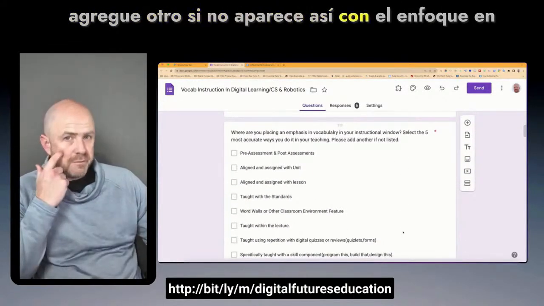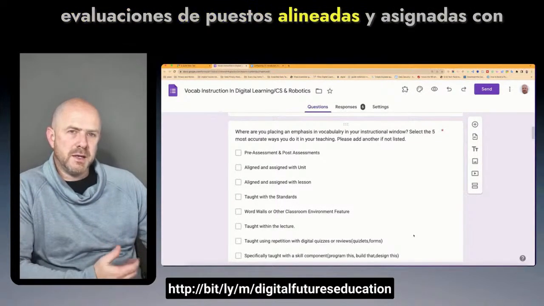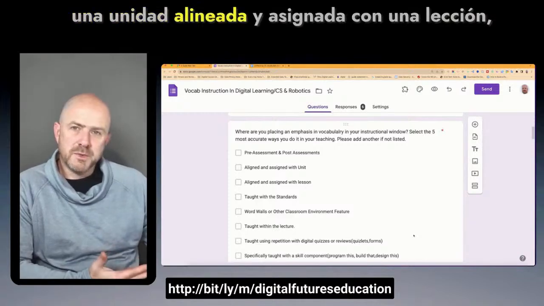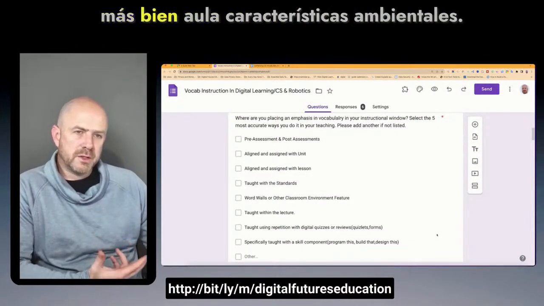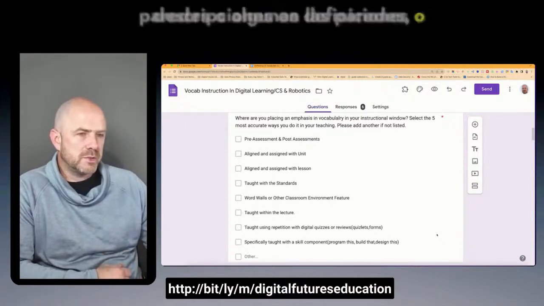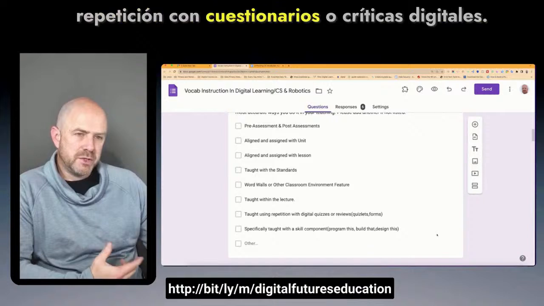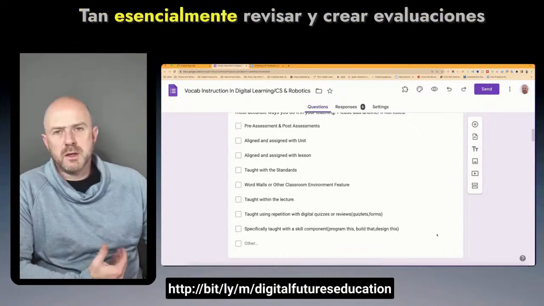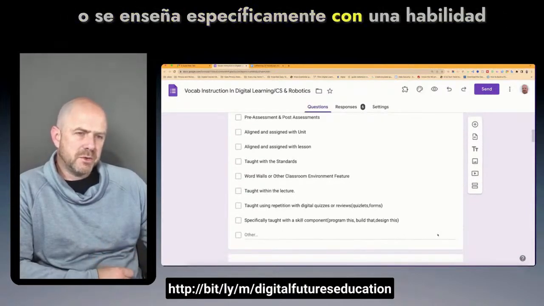So with the focus on vocabulary, thinking about pre-assessments, post-assessments, aligned and assigned with a unit, aligned and assigned with a lesson, the vocabulary integrated within the standards, word walls or other classroom environment features. So they have maybe some of the vocabulary words on the walls, or some definitions or descriptions on the walls, vocabulary embedded within a lecture, taught using repetition with digital quizzes or reviews. So essentially, reviewing and creating assessments around the computer science vocabulary, or is it specifically taught with a skill component?